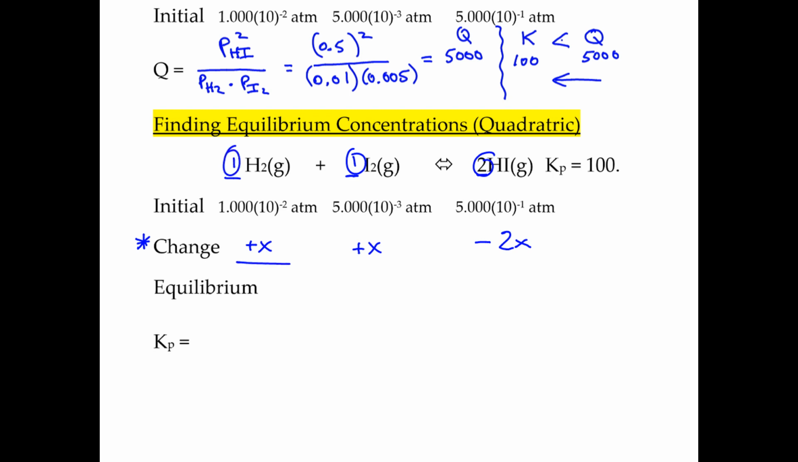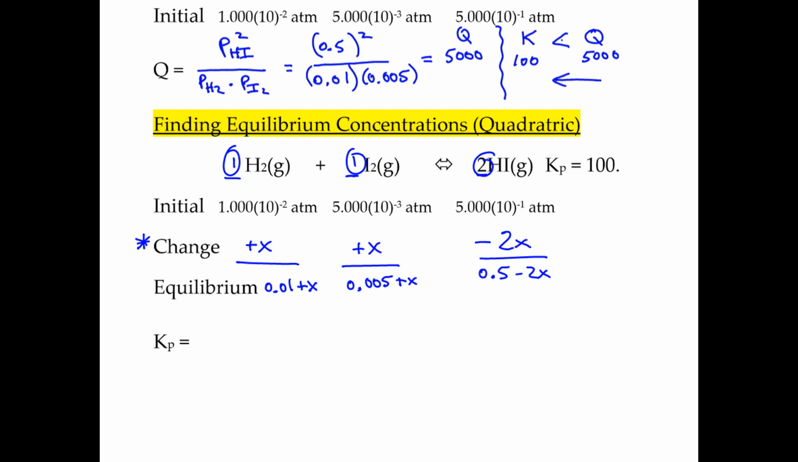So when you're all done, you're going to have, I'm just going to write 0.01 here plus x, and here I'm going to write 0.005 plus x. Again, we'll do the sig figs later, and this is going to be 0.5 minus 2x. So those are going to be my equilibrium concentrations.